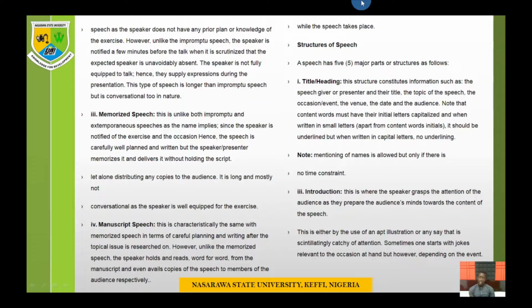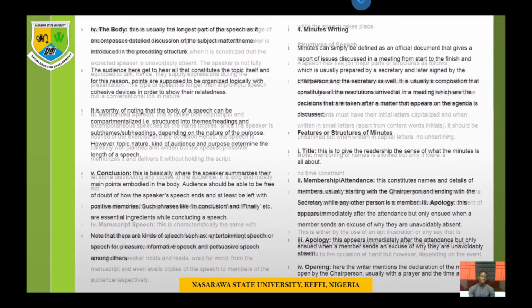Now, the next structure of a speech is the introduction. This is where the speaker grasps the attention of the audience as they prepare the audience's mind towards the content of the speech. This is done either by the use of an apt illustration or anything scintillatingly catchy. Sometimes one starts with jokes relevant to the occasion at hand, depending on the event. If the event is not meant for entertainment, then the introduction should not use catchy words, illustrations or jokes. It depends on the event at hand.